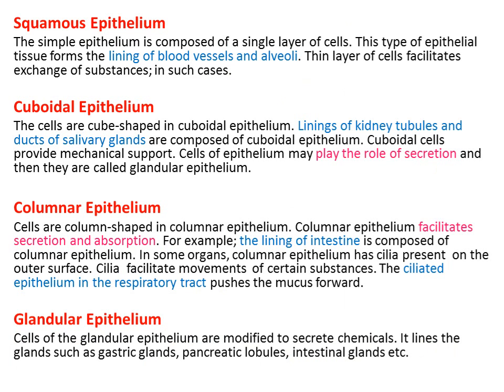So here we are going to discuss the types of epithelial tissue in detail. When we discussed the types of epithelial tissue, we came to know that there are 5 major types of epithelial tissue, which are squamous epithelium, cuboidal epithelium, columnar epithelium, and ciliated and glandular epithelium. So first of all, squamous epithelium.